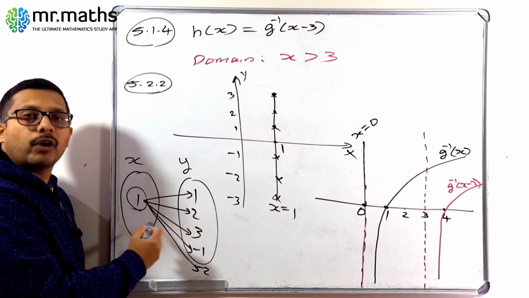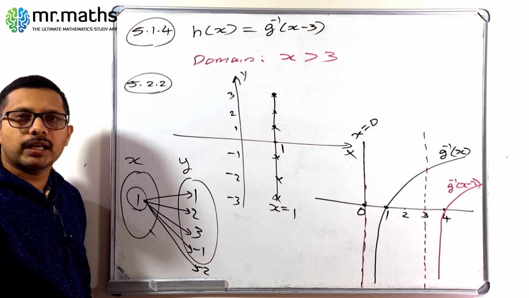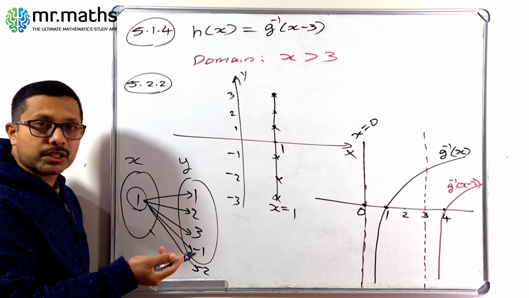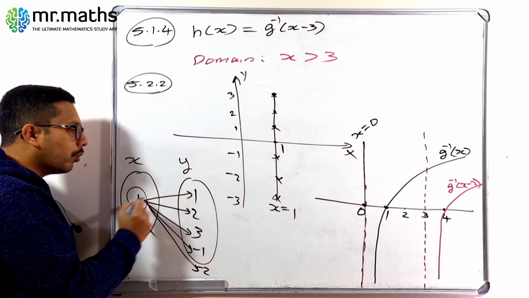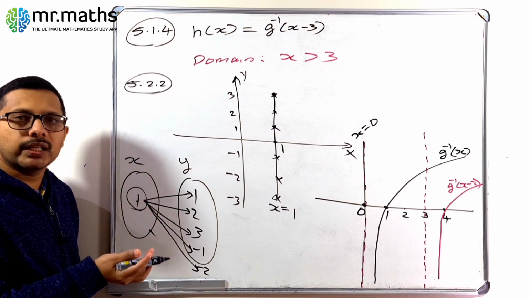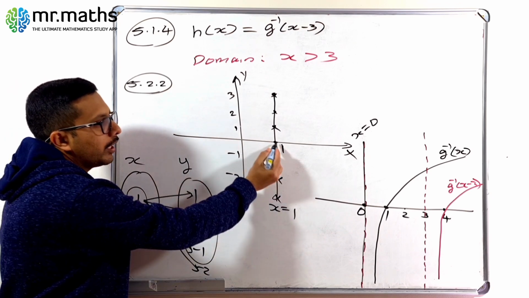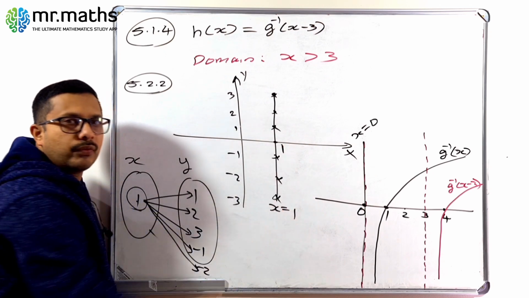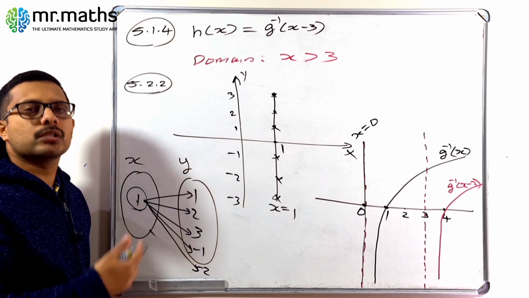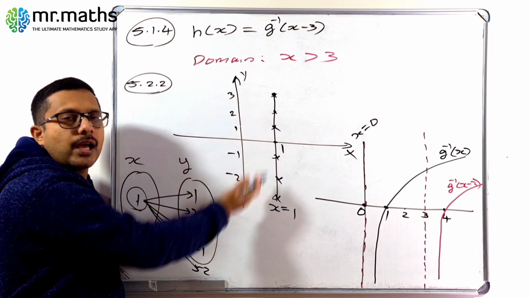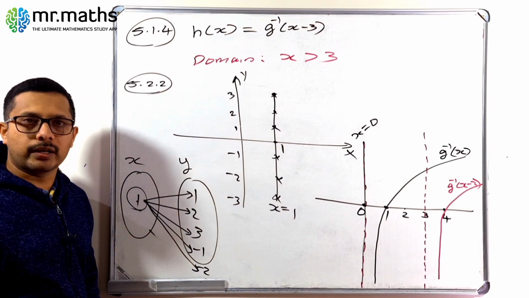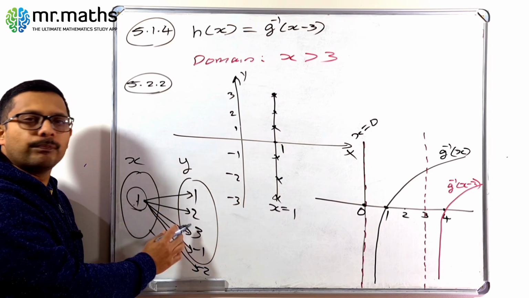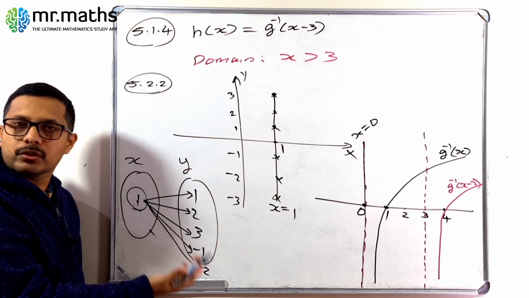That means for one x value there are many y values. If it is like that, is it a function? No. For it to be a function, one x value must have only one y value. But here you can see that for the one x value 1, there are many y values, or you can say that it is not a function because the vertical line test failed.